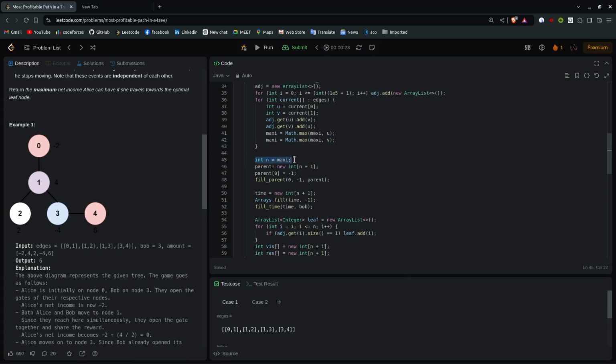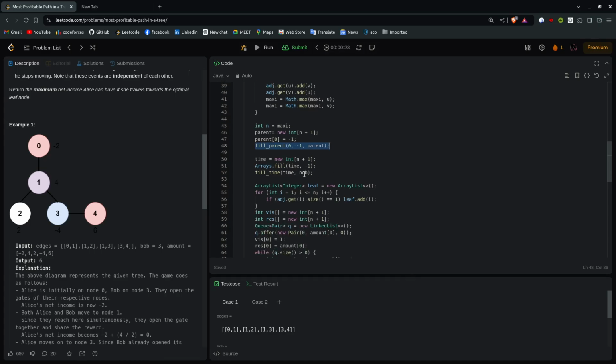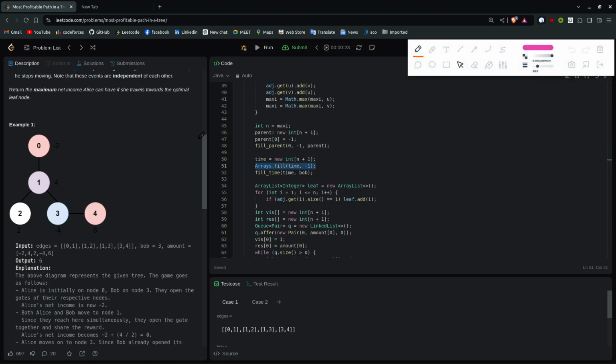And then finally I am assigning that value to n, and then we create a parent array, and we know the parent of 0 is going to be -1, and then we call the function named fillParent, which is going to fill the parent array. And then I create a time array, and then I fill each and every entry with -1. Why am I doing it? Because initially I say that for each and every node, the time to visit any particular node by Bob is -1, right?